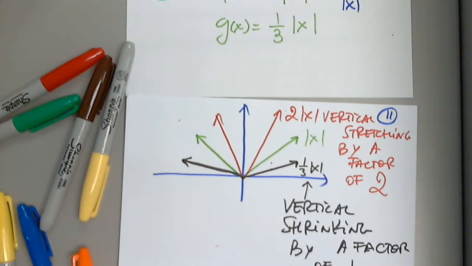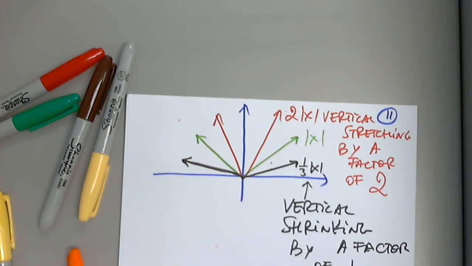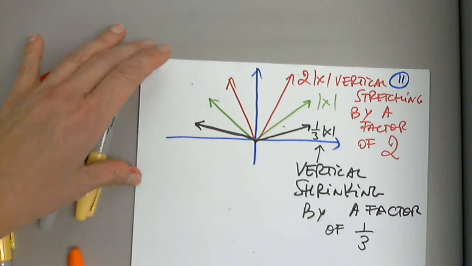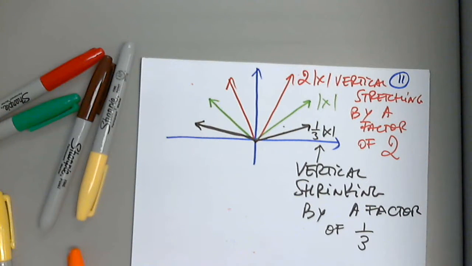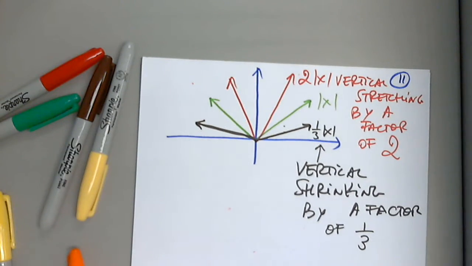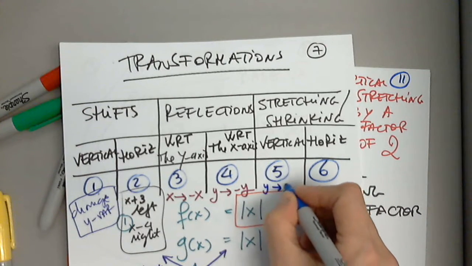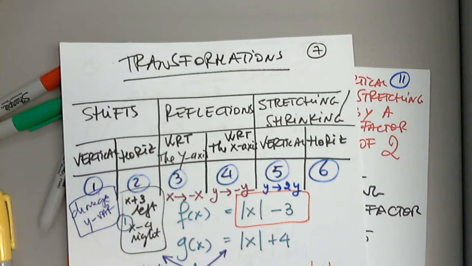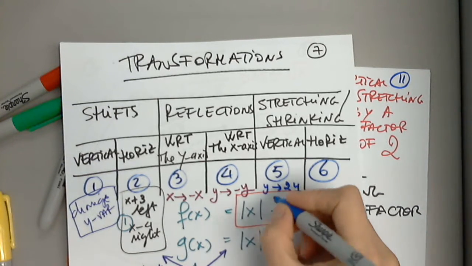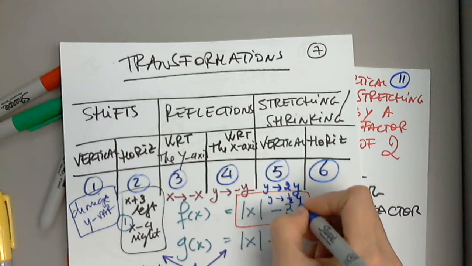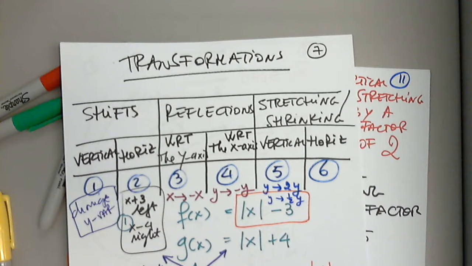This will be the end of the material for test 1. So now I would like to look at combinations with all of these. So let's go back to the table and put in our findings for number 5. If I change y into twice y, for example, what type of transformation is this? Vertical stretching by a factor of 2. And what if I change y into 1/2 y? Vertical shrinking by a factor of 1/2.